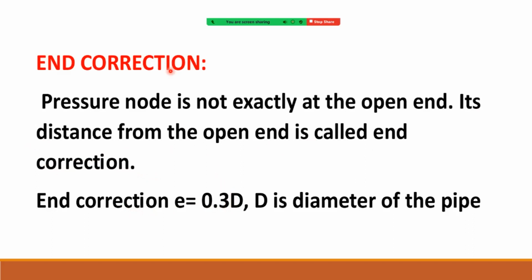So what does end correction mean? The pressure node is not exactly at the open end. It is slightly outside the open end. So the gap from the open end to the pressure node is called end correction, and that value is given by 0.3 times the diameter of the pipe.